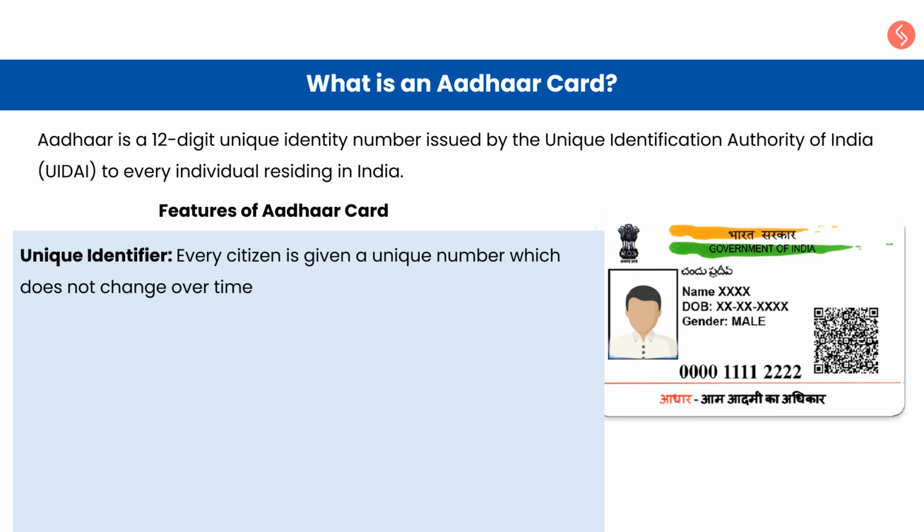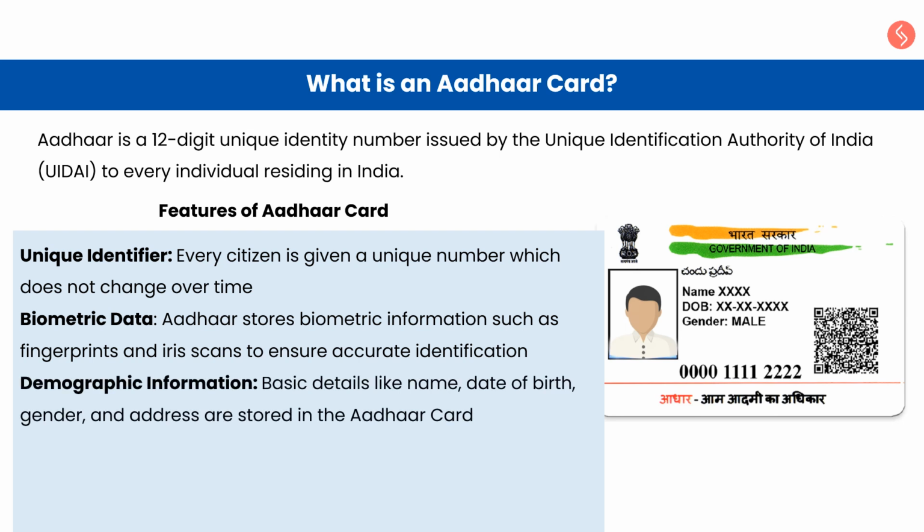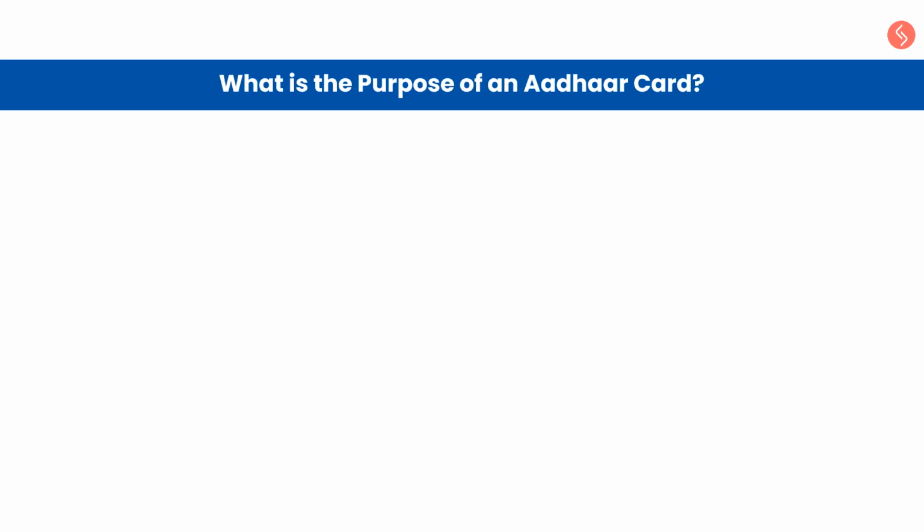It is a unique identifier. Every citizen is given a unique number which does not change over time. Biometric data. Aadhaar stores biometric information such as fingerprints and iris scans to ensure accurate identification. Demographic information. Basic details like name, date of birth, gender, and address are stored in the Aadhaar card. Wide acceptance. Aadhaar is widely accepted by government and private organizations for various purposes, including banking, telecom services, and government subsidies.